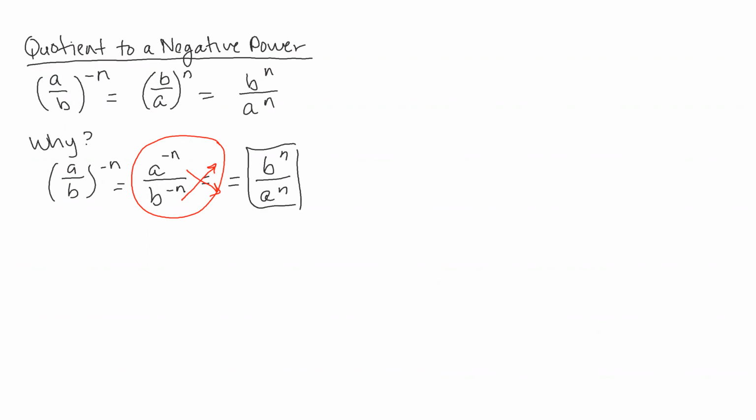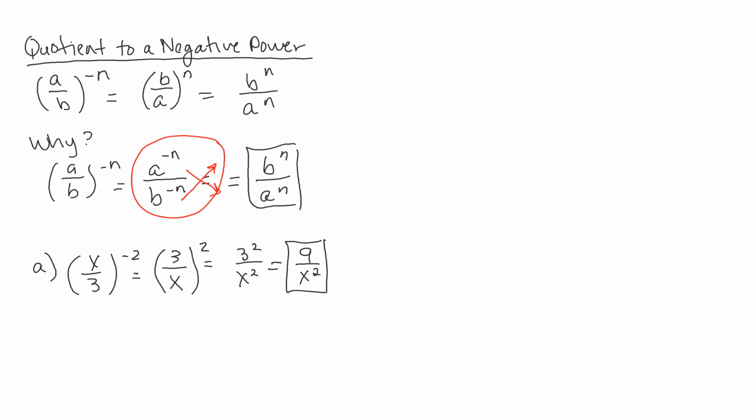So let's look at examples. So first up, I have x over 3 to the negative 2 power. Well, I know that that negative exponent is just going to flip my entire quotient. It flips your entire quotient only when you have a quotient in parentheses with a negative exponent. But when I flip, it makes the exponent positive. So I really just have 3 squared over x squared, or 9 over x squared. So it's easy to use, but just make sure you understand when to flip the entire quotient.